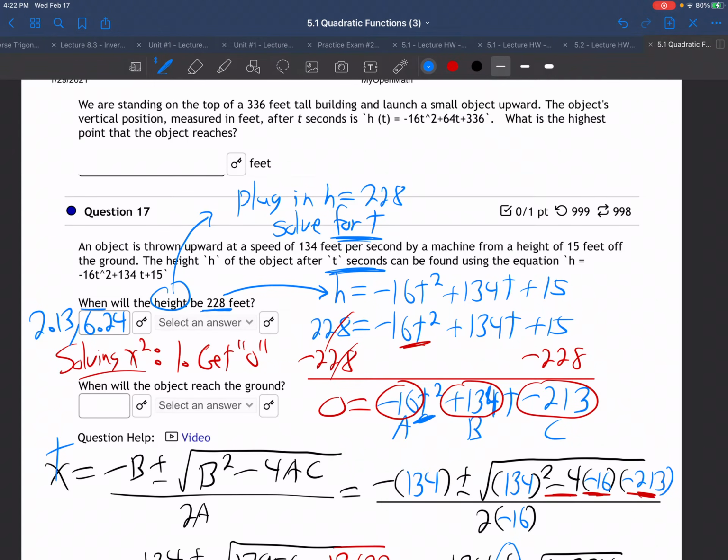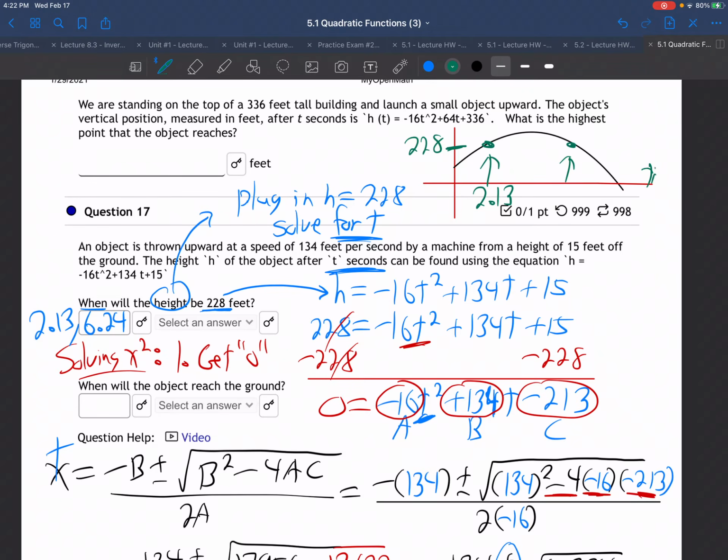So in other words, what's happening, I think it's good to always picture this stuff. If you think about it, draw a little graph here. Basically, it's shooting something like this. And so it's shooting it like that. And they're asking us, when will it be 228 feet high? So I don't know what 228 is, but let me say it's about right here. 228. So like boom and boom. That's why there's two times.